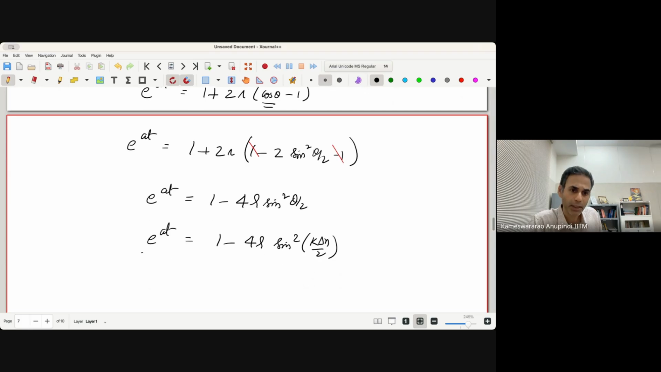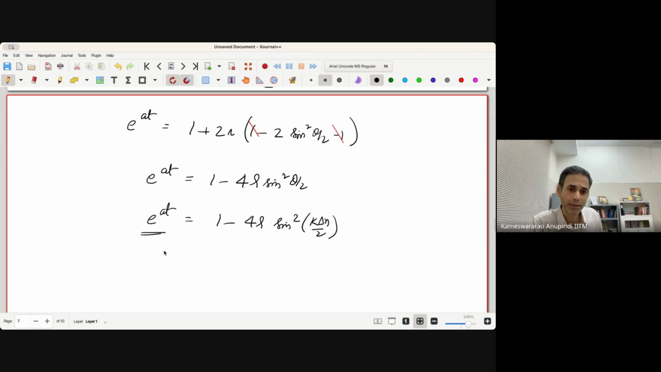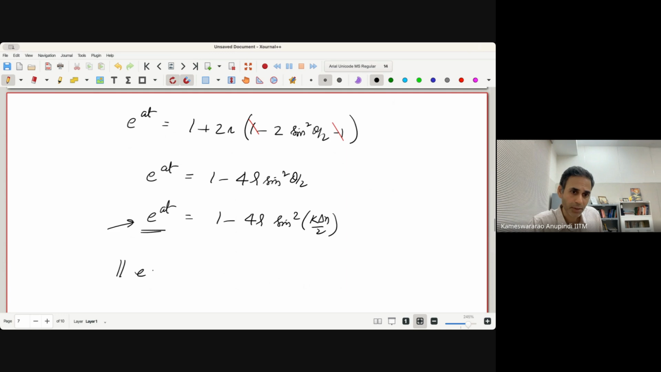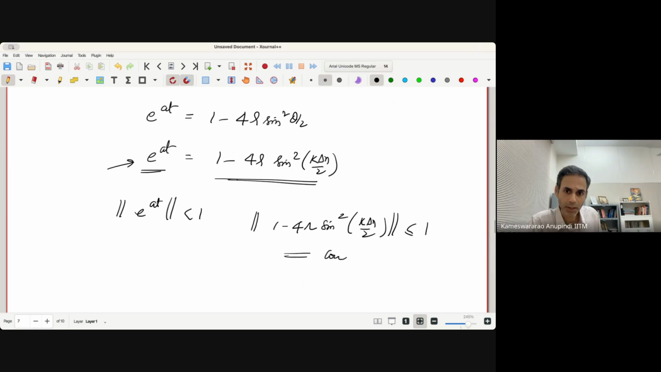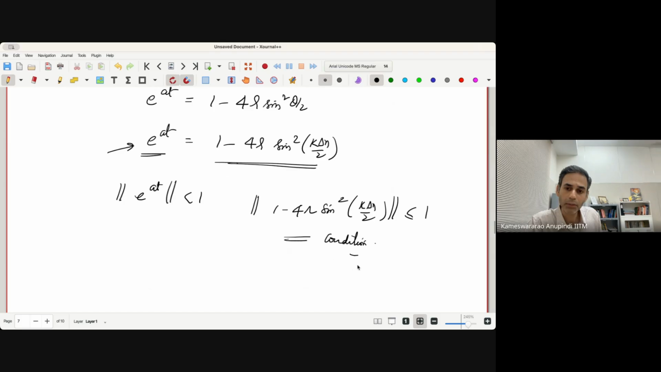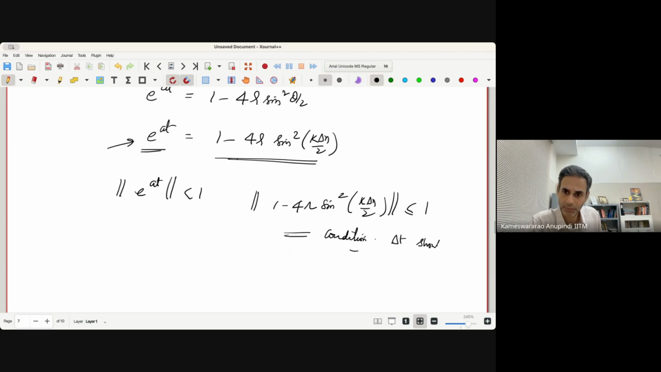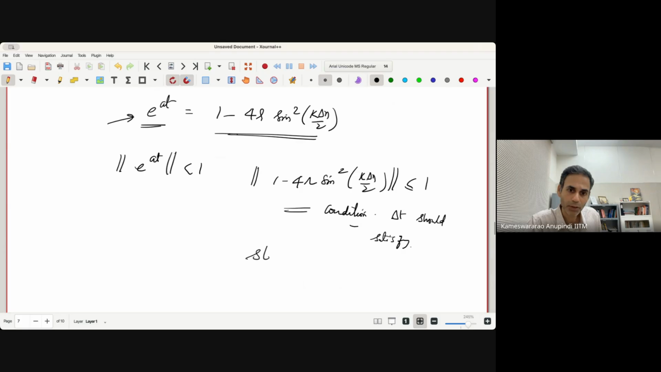This is e to the power at, coming from substituting the model for error into the governing equation. For the amplification factor, this modulus should be less than 1. That means for this particular scheme, the modulus of 1 minus 4r sine square k delta x by 2 should be less than or equal to 1. This is the condition that our delta t should satisfy in order for the method to be stable.